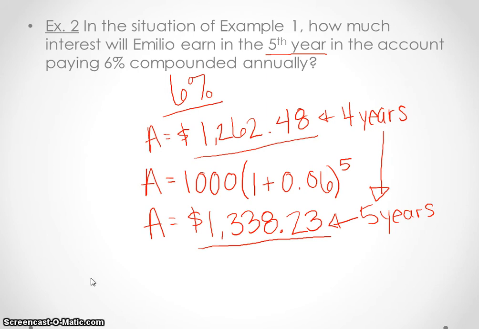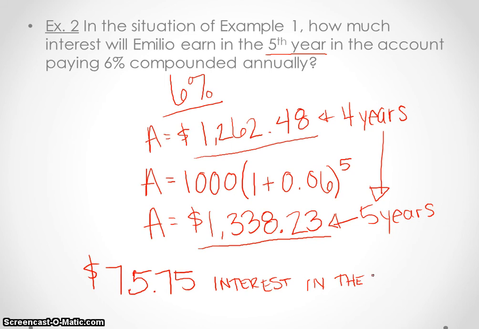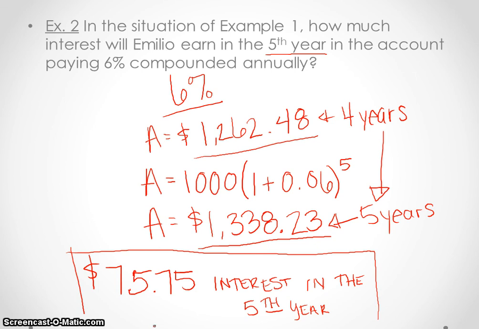So he made $75.75 worth of interest in the 5th year. So there's our answer. They wanted to know how much interest did he make in year number 5, and there you have it, $75.75.